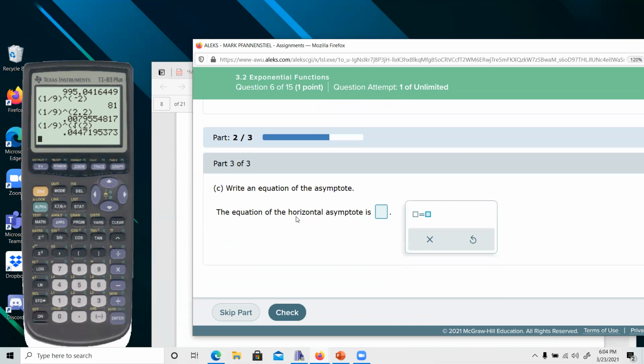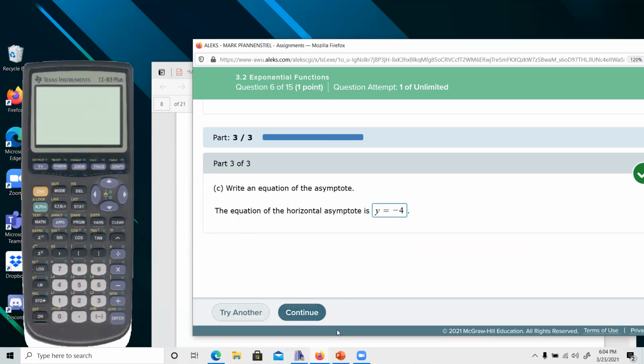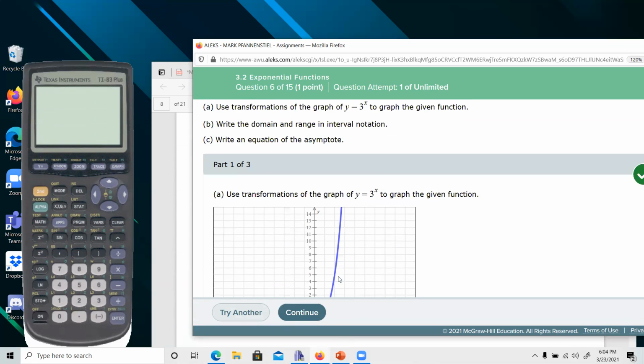And then an equation for the asymptote is going to be y equals, well, again, we moved the function down 4 spaces. Normally I would say y equals 0, but if we move everything down 4 spaces, we have y equals -4. All right.